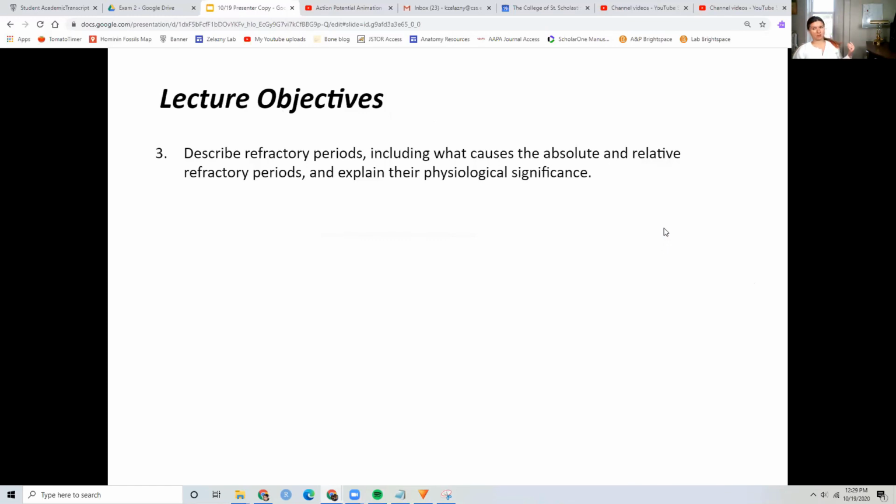Okay. So the final topic we're going to get to today is refractory periods. So I said that with action potentials, we have this all or none principle. They're always going to be the same. They always spike us to positive 30. So we always have that change of 100 millivolts. That's it. That's what an action potential is.